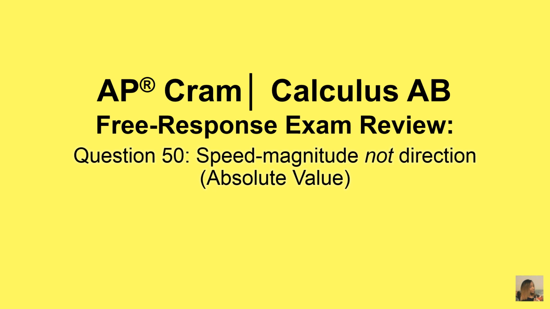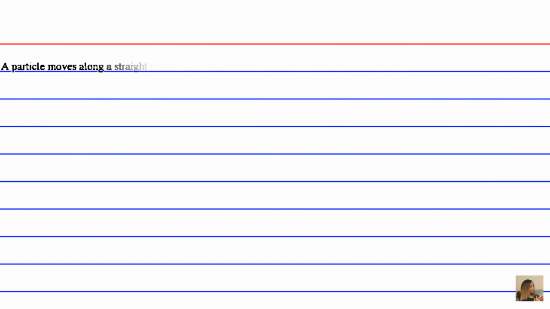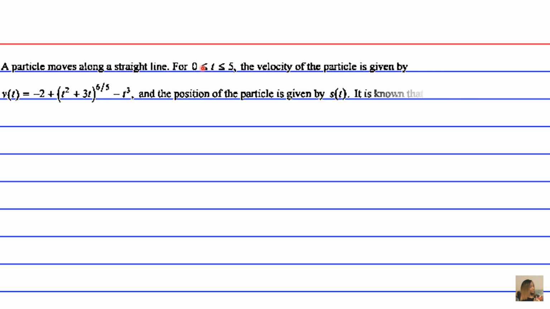AP Cram, Calculus AB, Free Response Exam Review, Question 50. Speed: magnitude, not direction. Absolute value. A particle moves along a straight line. For t between 0 and 5, the velocity of the particle is given by v(t) = -2 + t^2 + 3t^(6/5) - t^3.